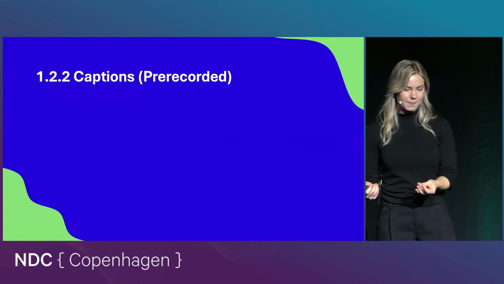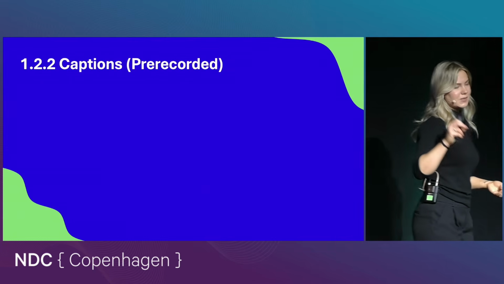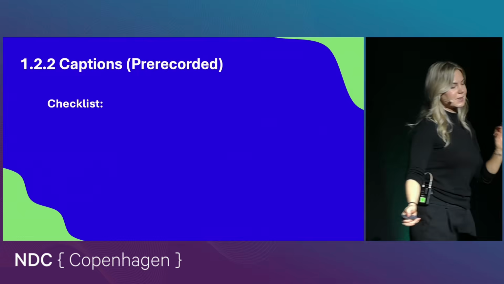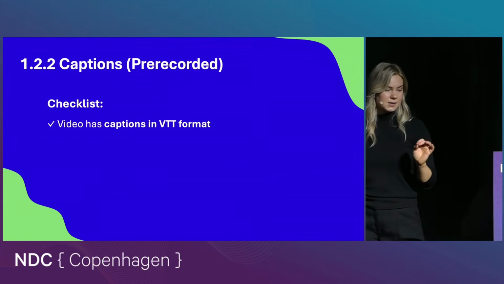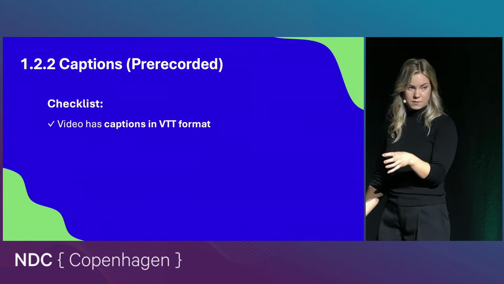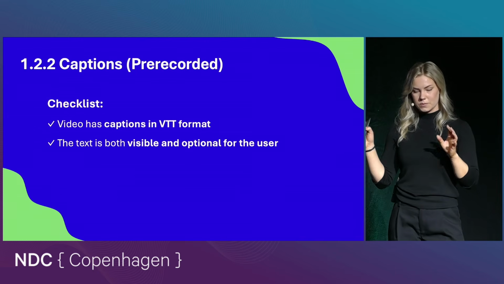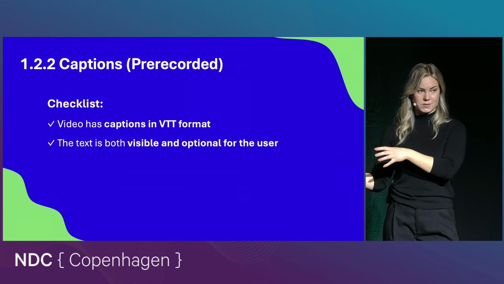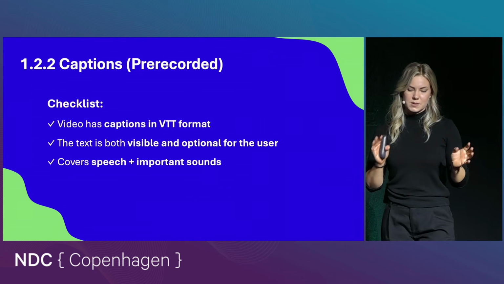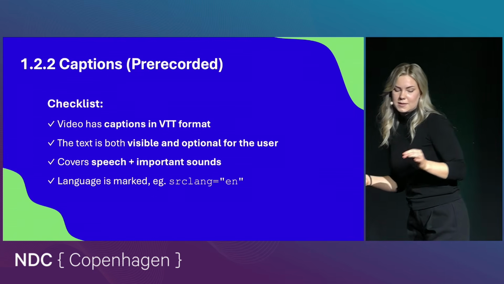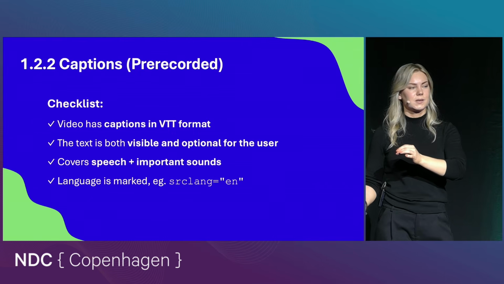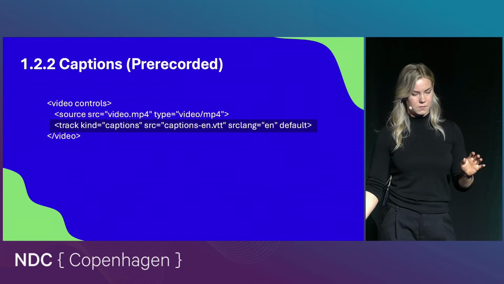So for captions on pre-recorded videos, we have this little checklist. The video has to have captions in VTT format. The text has to be both visible and optional for the user. It needs to cover both speech and important sounds. And the language has to be marked. And I'll show you a code example of this.